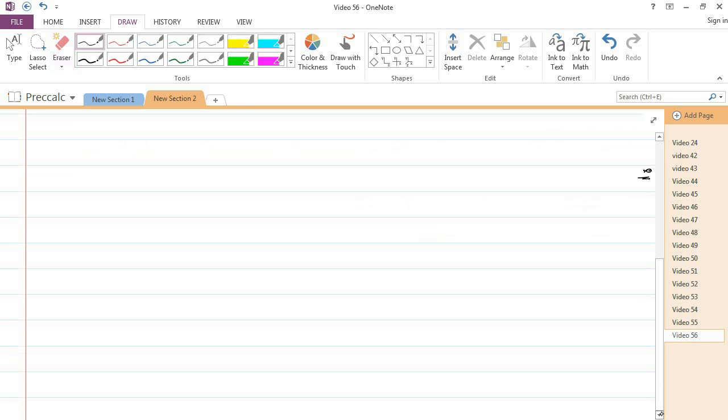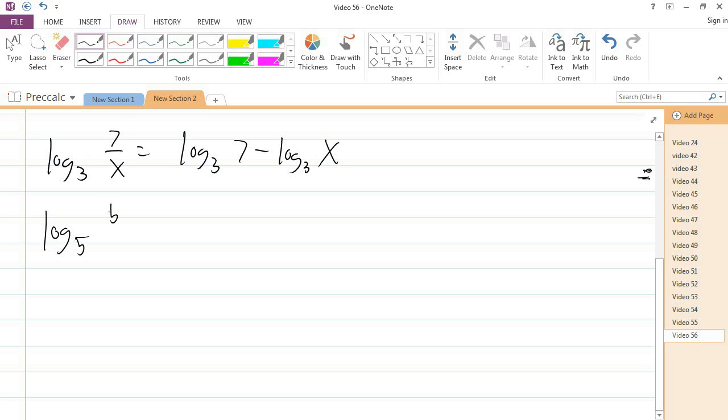So let's use this property to take a single log and write it as two logs being subtracted. And notice that what's in the numerator ends up with the positive log and what's in the denominator ends up with the negative log. Now, this video is going to be really short unless I combine this property with the properties that we talked about yesterday. So let's take a look at something like this.